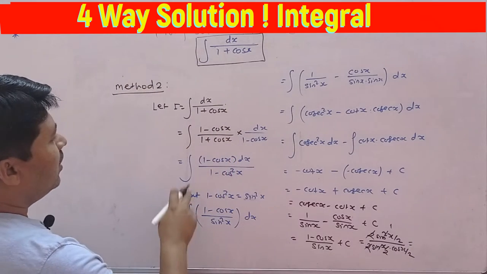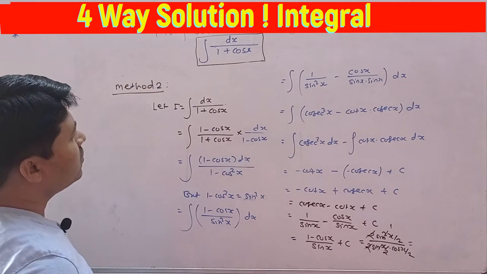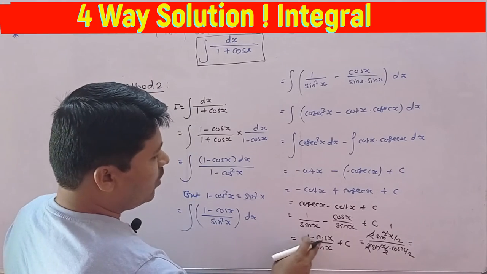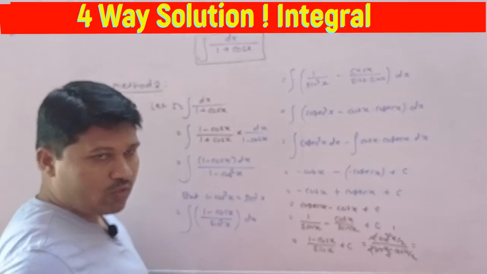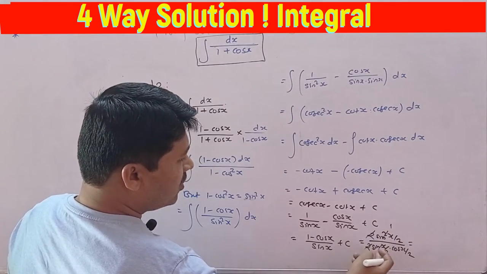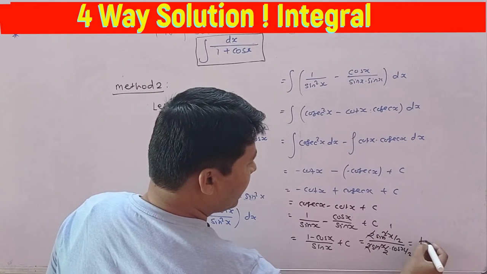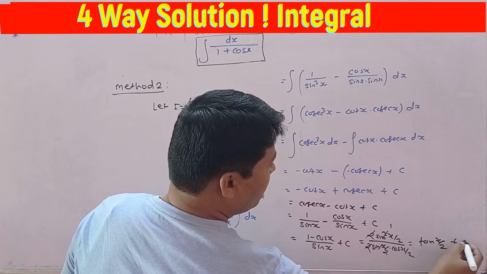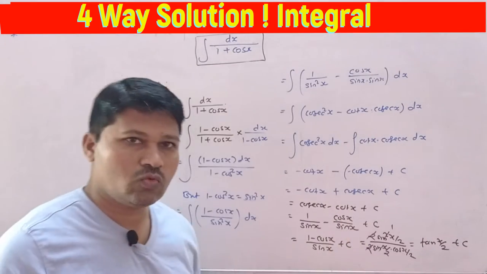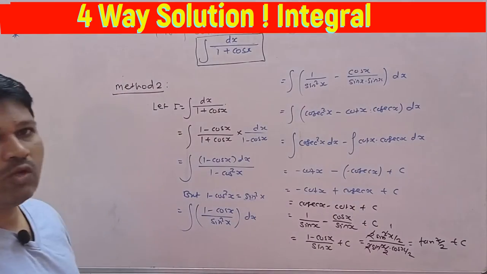Here I can use the formulas 1 plus cos x is equal to 2 cos square x by 2, and 1 minus cos x is equal to 2 sin square x by 2. We already know these formulas. Therefore, this term cancels and we get tan x by 2, plus c, the constant of integration. This is the method 2 solution. Got it? Yes, note it down please.